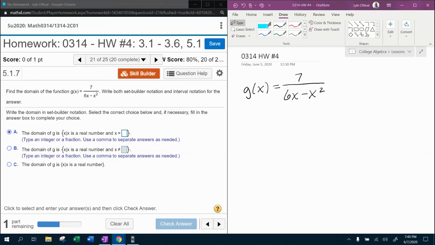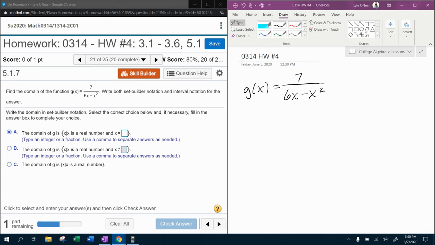All right, here we go. Question number 21 from our 0314 homework number 4 in MyLab Math. The instructions say find the domain of the function g of x equals 7 over the quantity 6x minus x squared. It says to write both set builder notation and interval notation for the answer.